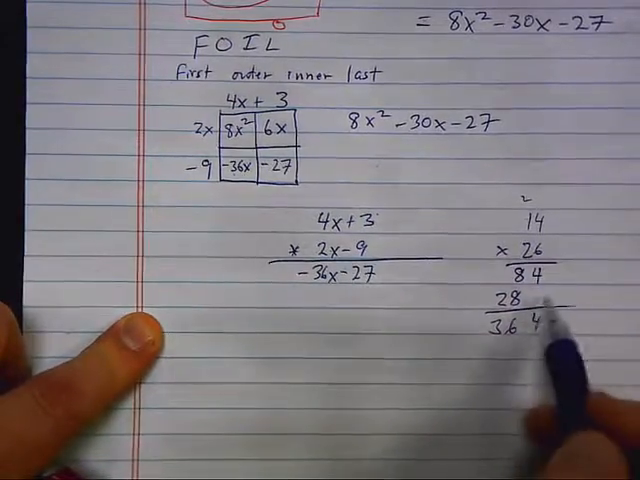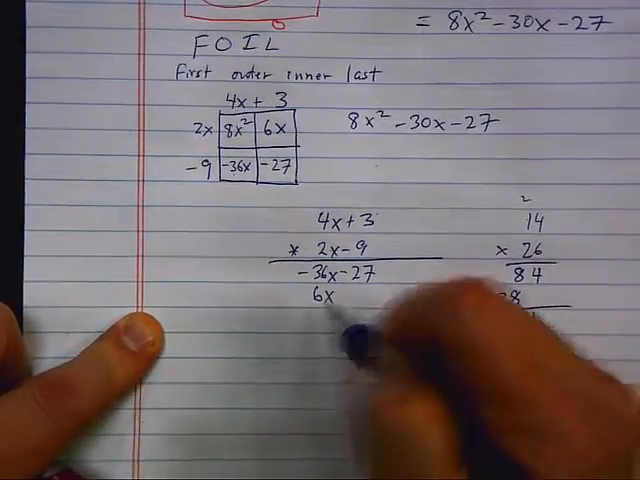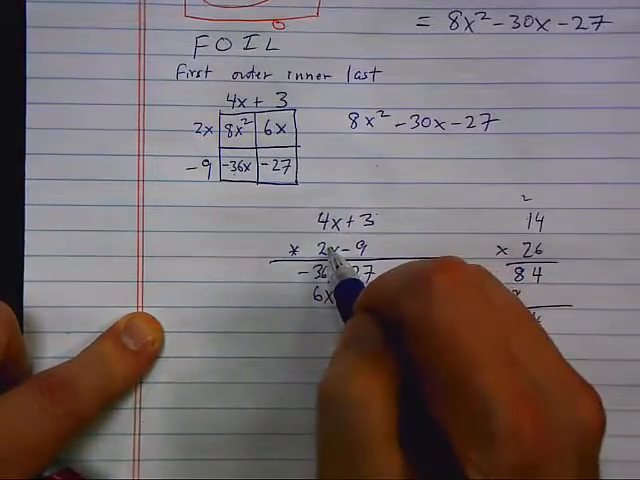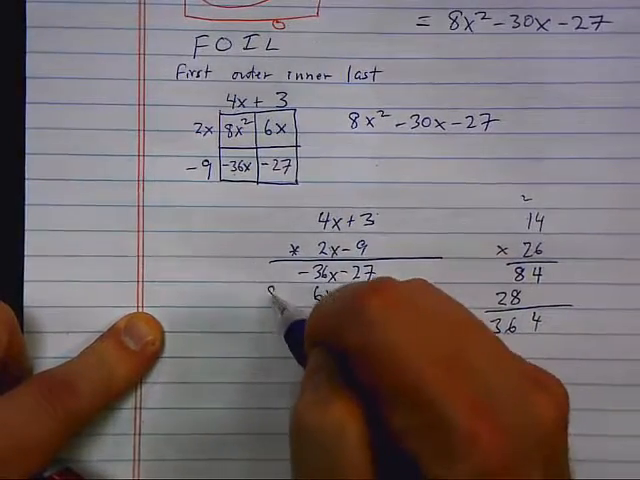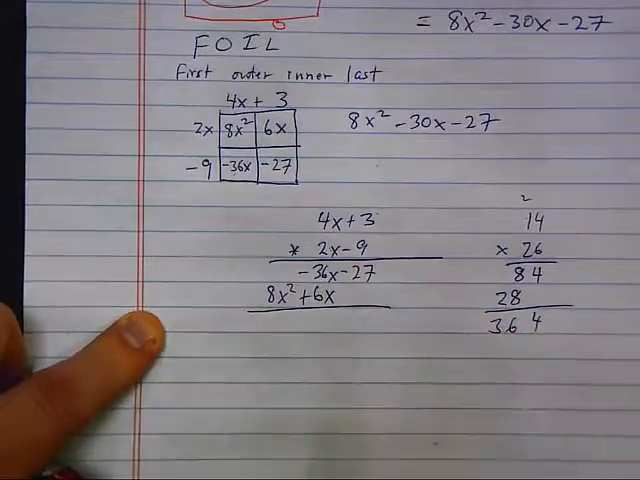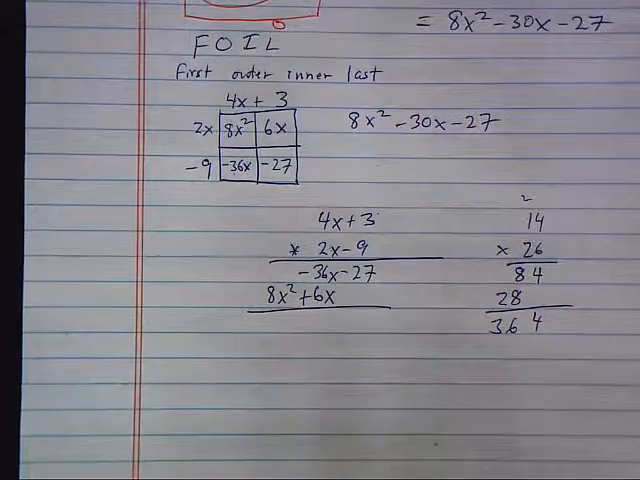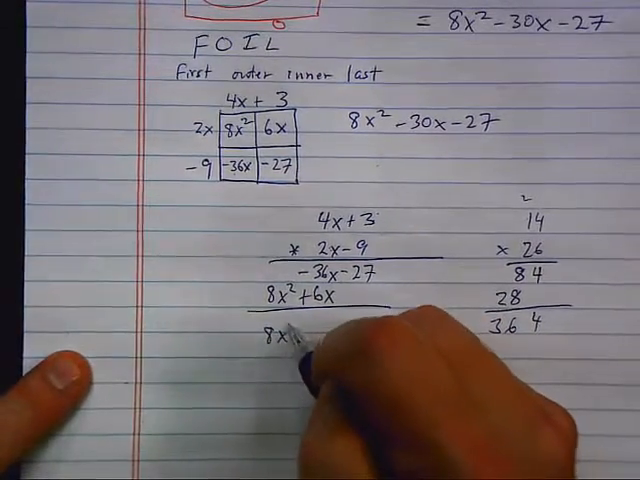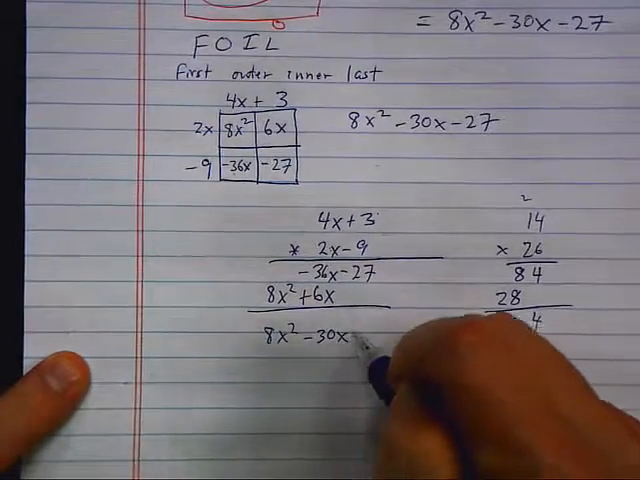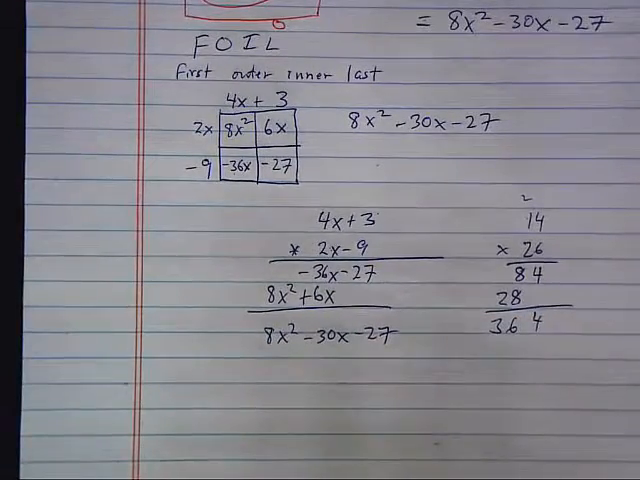6x, but you leave a space, just like you did over here. So you put the 6x there. And then the 2x times the 4x, 8x squared. And then you add. So you get 8x squared minus 30x minus 27.